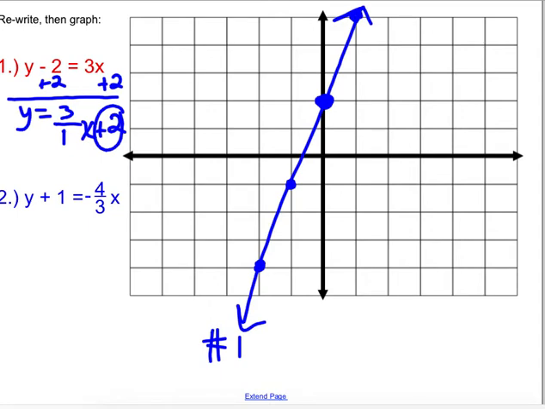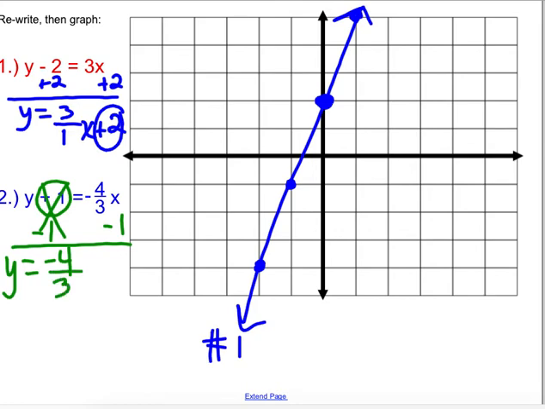Okay, let's do number 2 and be done with this. I'm looking there at the equation they give, and I see that it's definitely not in the right order, and who's out of place? This guy. So we're going to move him by subtracting 1. y equals -4/3 x minus 1. What's your intercept? -1. Where's that? Right there. What's your slope? -4/3. That means down 4, right 3.